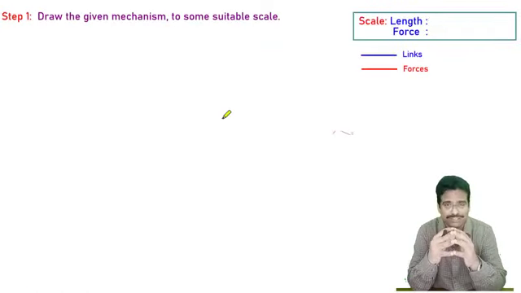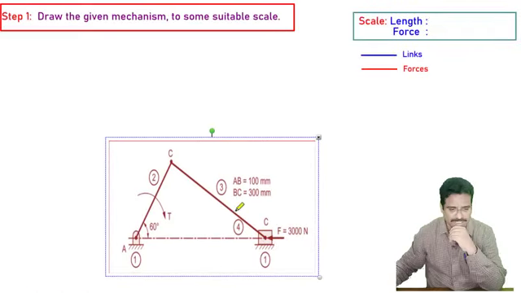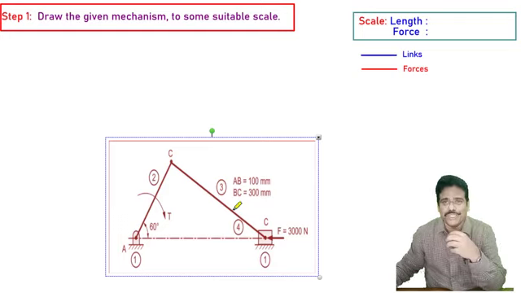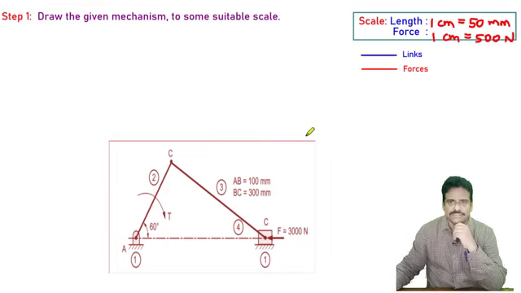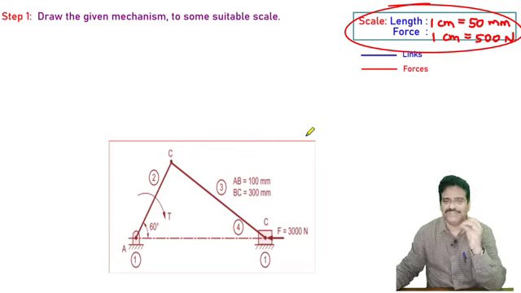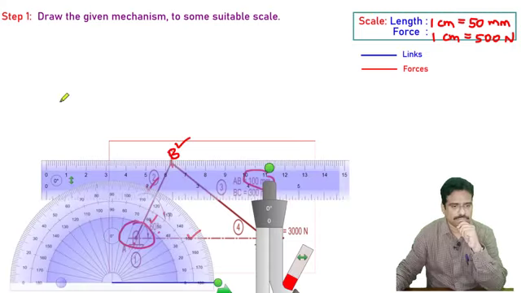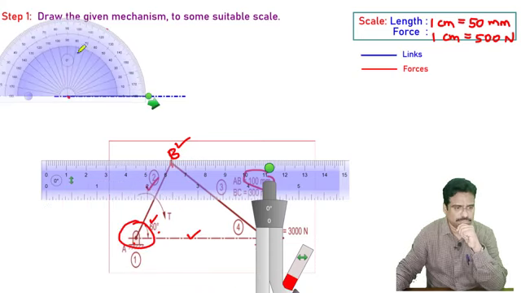So what is step number 1? This is the typical mechanism given. We are going to redraw the diagram geometrically using a suitable scale. So I take the scale 1 centimeter equal to 50 millimeter for length. Then for force, I am taking 1 centimeter equal to 500 Newton, based on the given dimensions. Let me draw the axis line. Arbitrarily, let me start somewhere here. The angle is 60 degrees, as given.